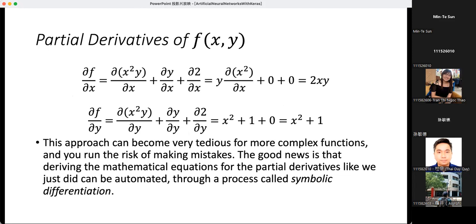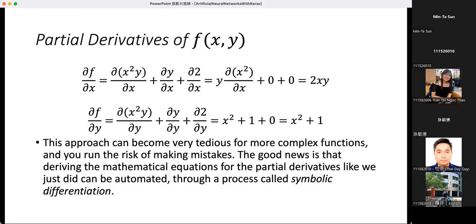So here, just to show you how we do the partial differentiation for the example I just gave you, it's very straightforward, so I will not spend much time here. But this approach obviously can become very tedious for more complex functions. It is called manual differentiation because it takes a human to be involved in the differentiation, and because it's a human's job, you run the risk of making mistakes.